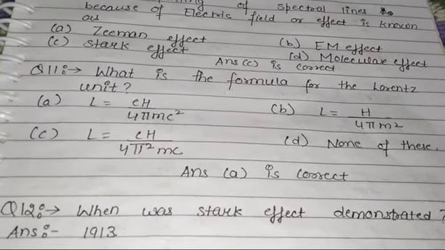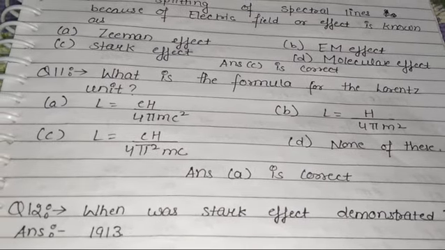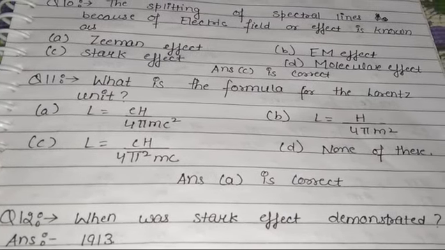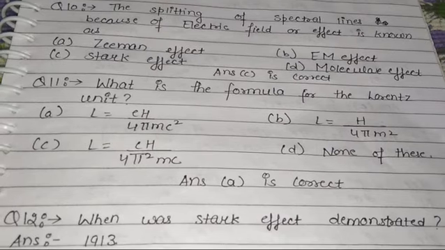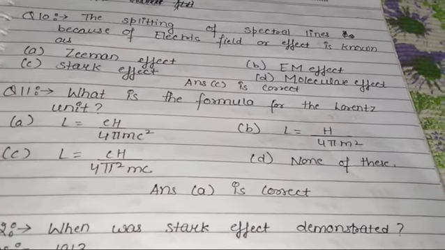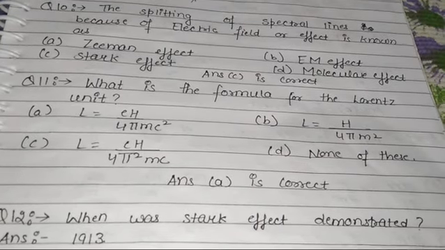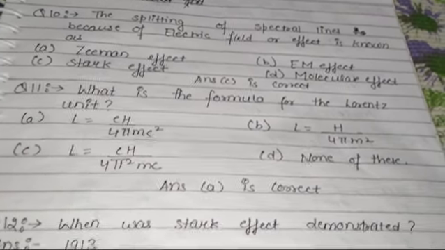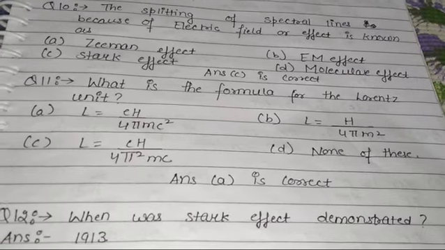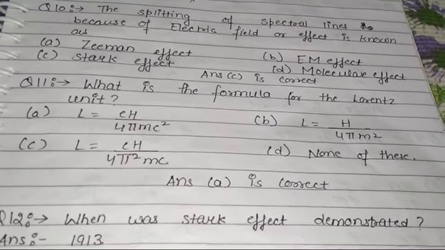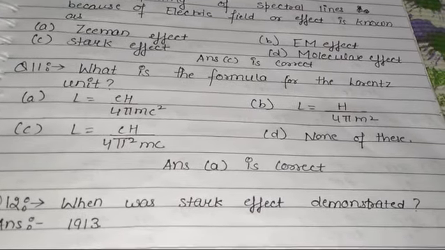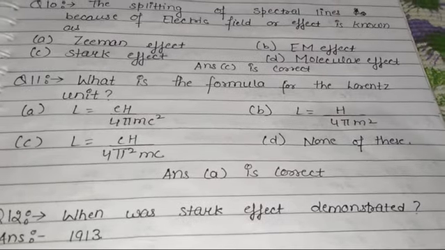Next question: what is the formula for the Lorentz unit? A. L is equal to eh by 4 pi mc square, B. L is equal to h by 4 pi m square, C. L is equal to eh by 4 pi square mc, D. None of these. So here A is the correct answer, that is, L is equal to eh by 4 pi m square.